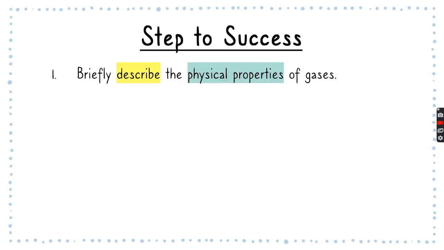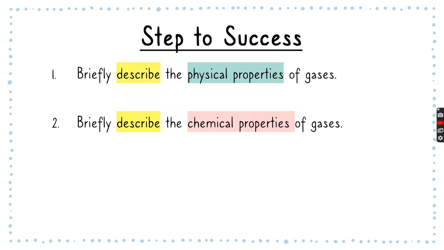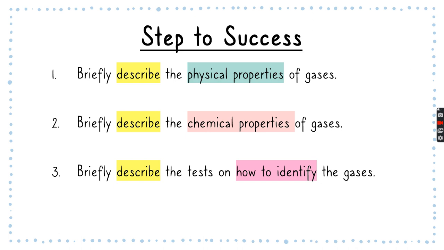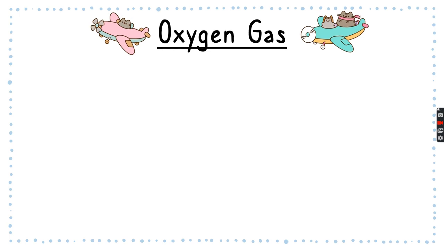So what are the steps to success? Today you should be able to describe the physical properties of gases, describe their chemical properties, describe how to identify them, and what we mean by identify here is how do we test for them? How do we know that they're there? And the last one is to list out the uses of these gases.